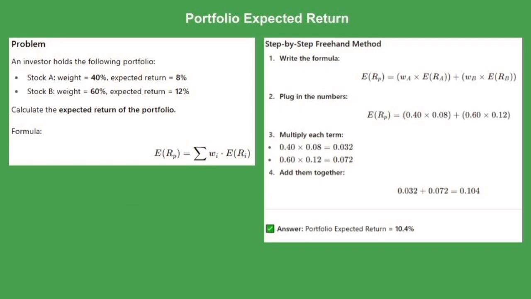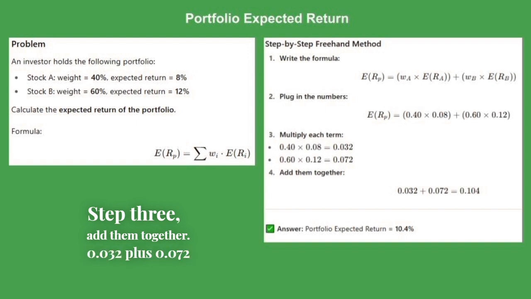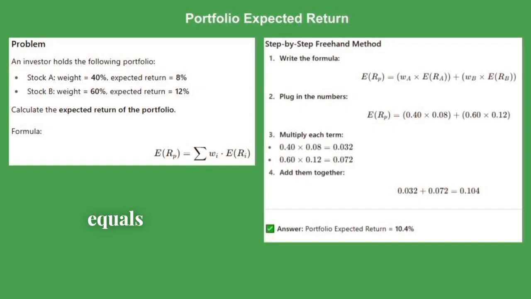0.072. Step 3, add them together. 0.032 plus 0.072 equals 0.104. So the expected return of the portfolio is 10.4%.